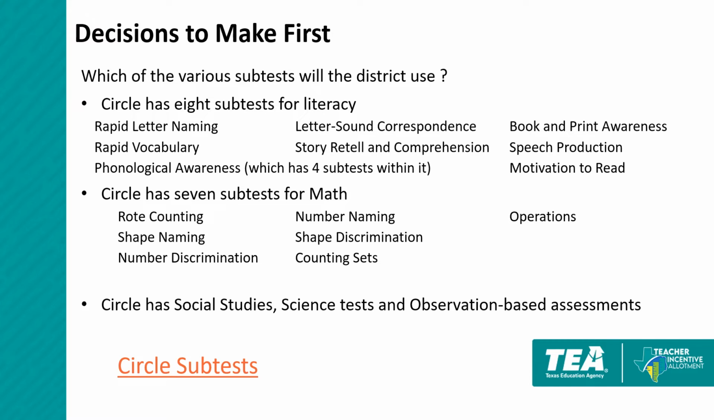So, for the purposes of TIA, districts first need to decide which tests or subtests they will use to measure student growth for pre-K. Again, it's important to point out that districts could use the required tests for ECDS, additional tests such as the recommended tests, or additional tests that the district deems to be the most effective at measuring student growth for pre-kindergarten students. You can find a list of all the Circle subtests on the Circle website, and there's a link provided at the bottom of this slide.